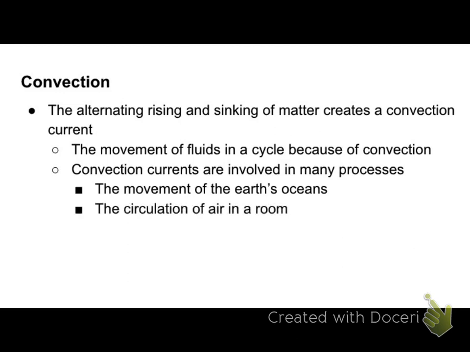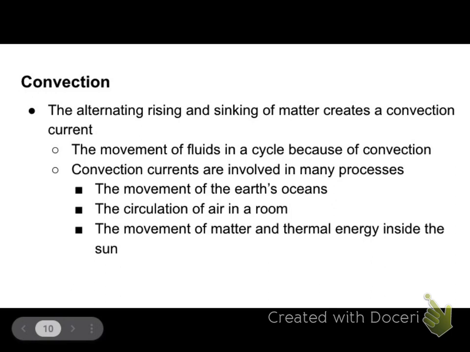The circulation of air in a room or in your house is also caused by convection. This is why most people put their heaters in their basement, so that when that cool air sinks, it's retaken up by the heater and reheated. The movement of matter and thermal energy that's happening inside the sun is also caused by convection currents, as is the movement of air on the surface of the Earth.